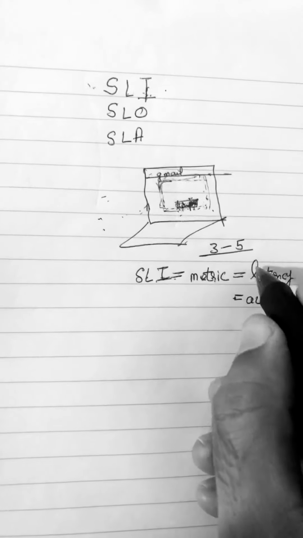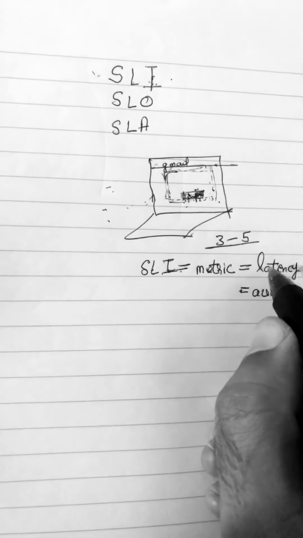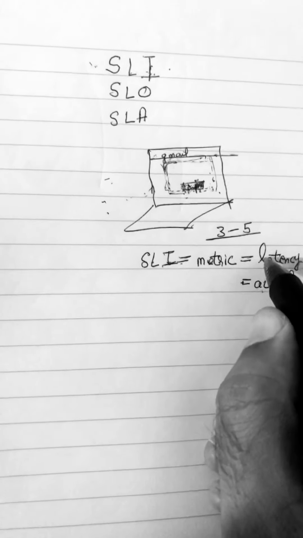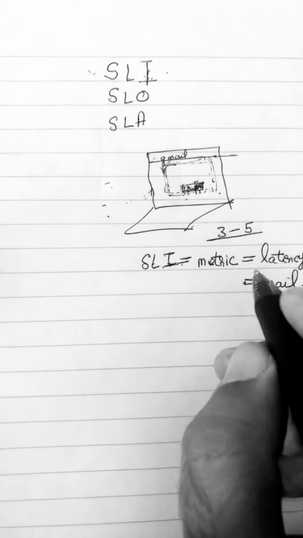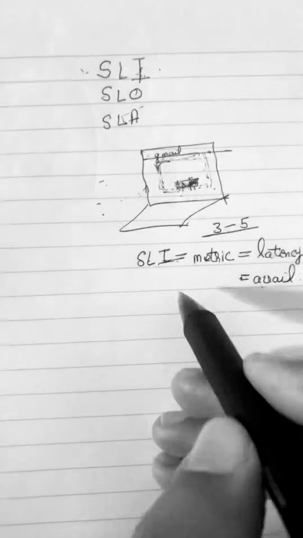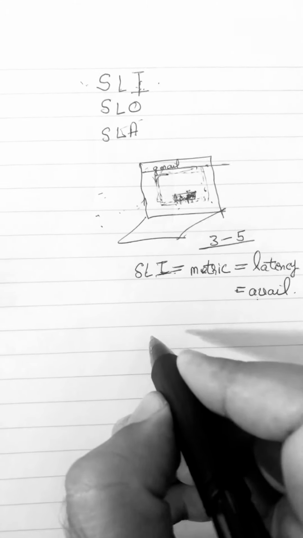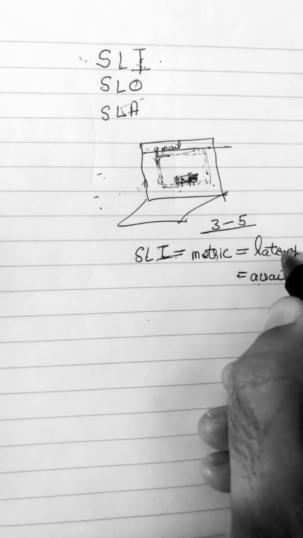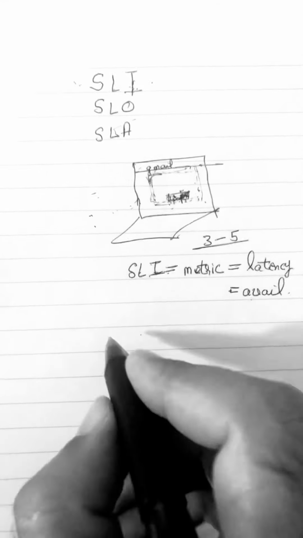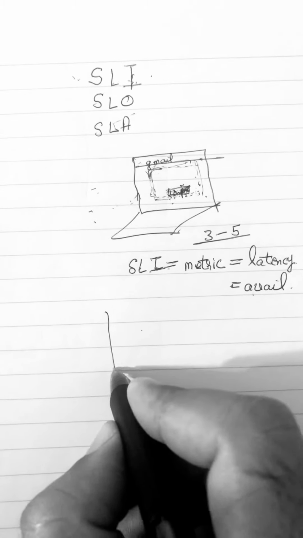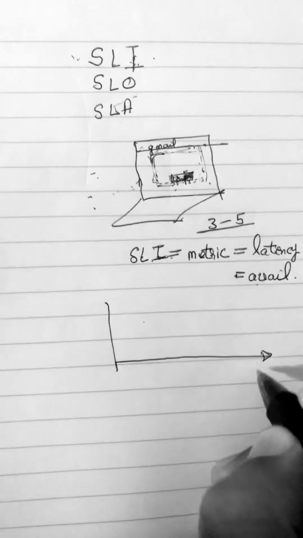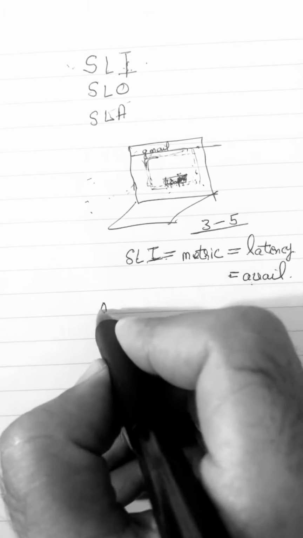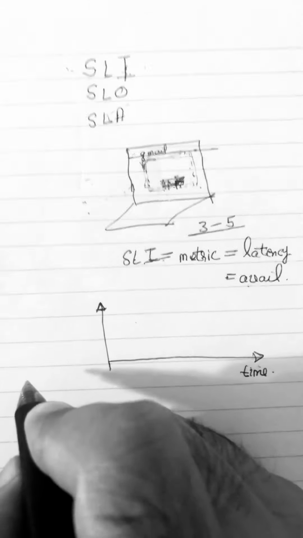So now let's go into the next step. Once we have defined latency and availability, these are our SLIs which we are going to measure. The next step is now what is an SLO. SLO is your objective, service level objective. So you're measuring latency. Let's say this is your latency graph. This is your time axis. This is your value of latency.